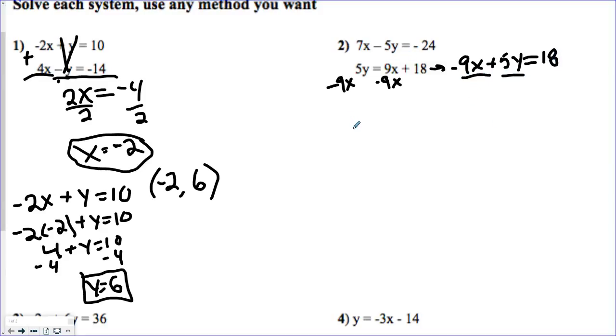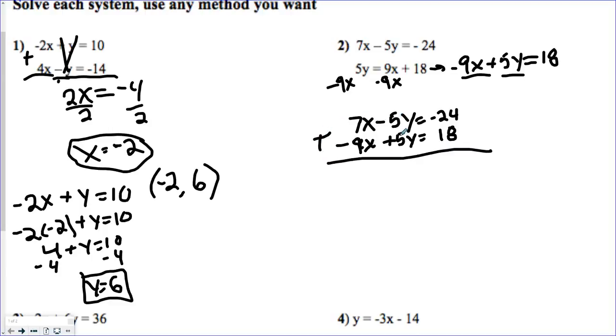Now it's set up because I have an x and the y on the same side, just like I have up here. So I'm going to rewrite my equations on top and bottom of each other. So 7x minus 5y equals negative 24. And negative 9x plus 5y is equal to 18. And now I can add them together, because when I add them together, negative 5y plus 5y, that's just going to cancel out.